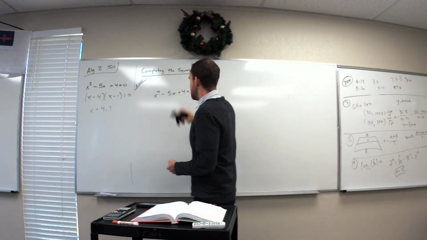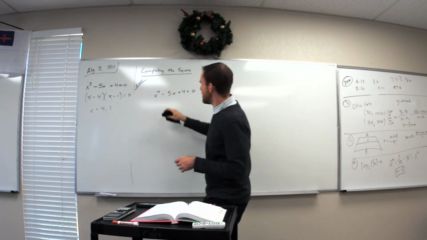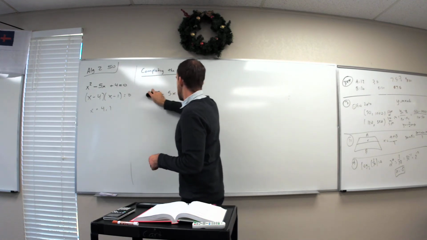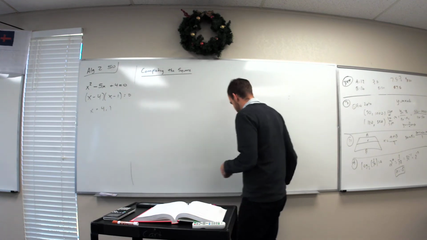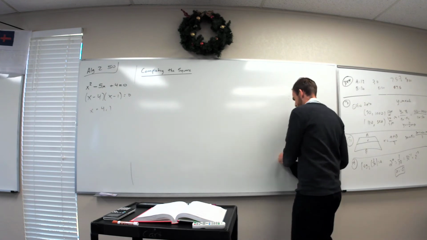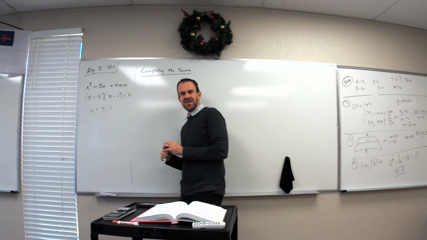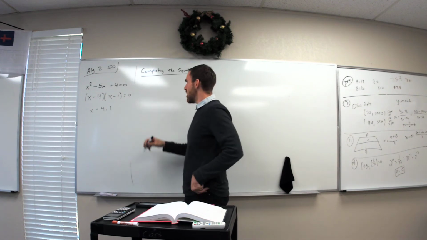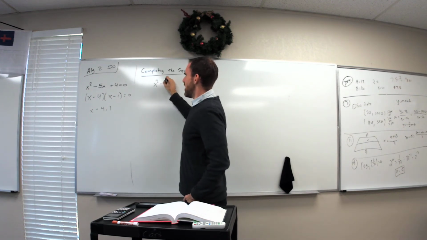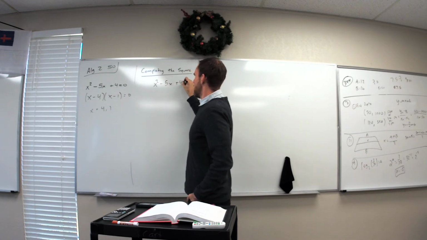Okay? Medium way is you have to at least have an idea of what you're doing, and then you just do the steps. Okay? So, the medium way is kind of like just do it. So, we started with x squared minus 5x plus 4 equals 0.